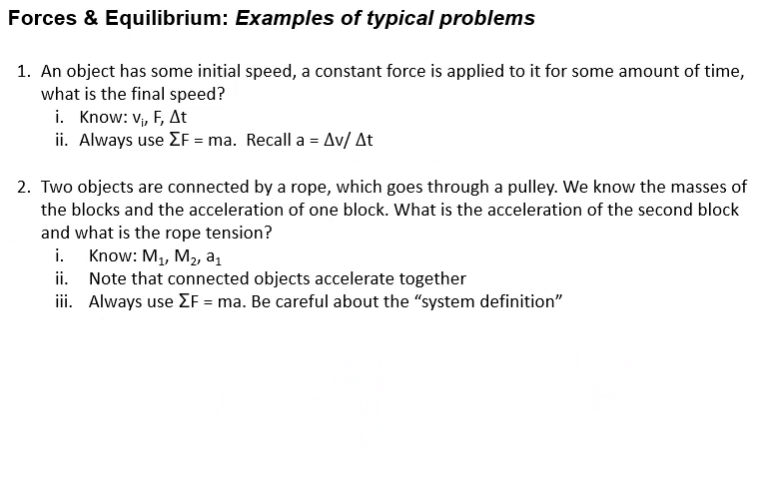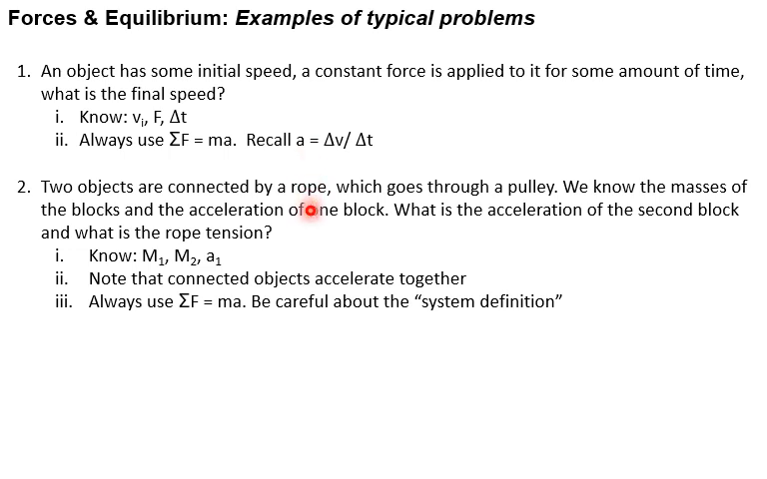So what are examples of typical problems? So let's say an object has some initial speed and a constant force is applied to it for some amount of time, and we want to know what the final speed is. Well, you know the initial velocity in this case, you know the force that's applied, you know the time interval over which it's applied. You always use F equals ma for these problems. And then you keep in mind in this case that the acceleration is the change in velocity over time. So you would be able to figure out that final speed based on these two equations.